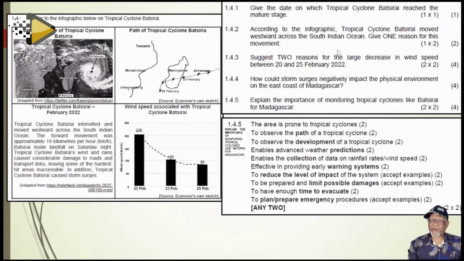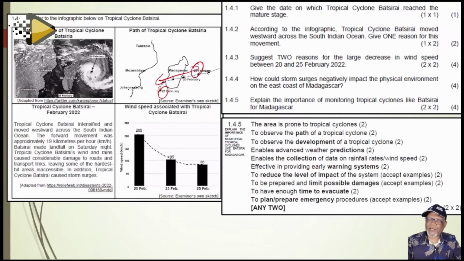Suggest two reasons for the large decrease in wind speed between 20 and 25. Now, where is 20 and 25? There is 20, and there is 25, and the cyclone is moving in this direction. Now, give a reason why did the wind speed change here. You can see now it was moving over the land.